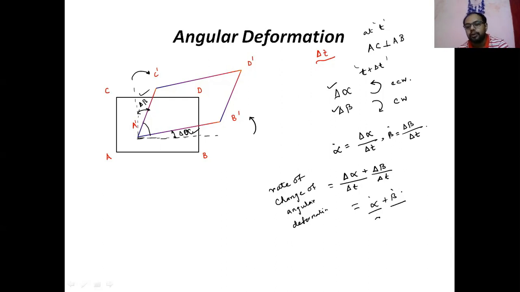Now we have to go for searching what is alpha dot, what is beta dot. The concept I am giving it in this way. So rate of angular change is alpha dot plus beta dot. This element is changing del alpha by del t. That's all about here.